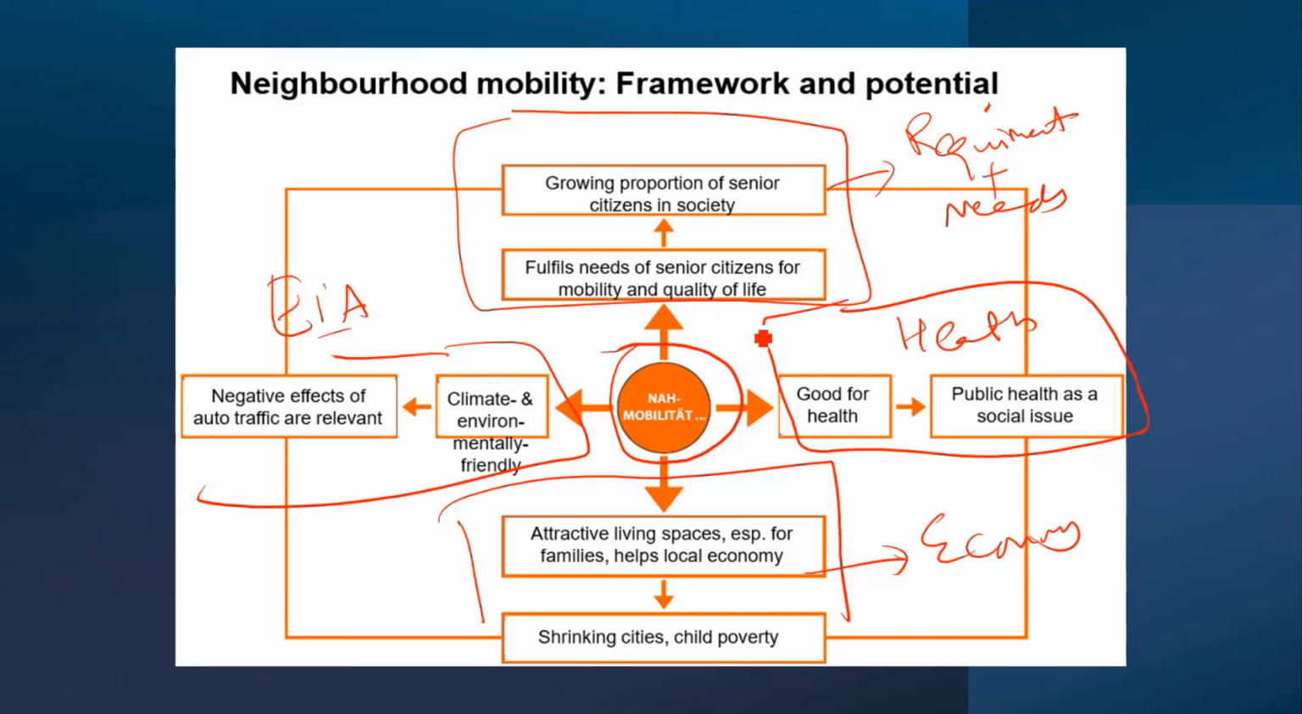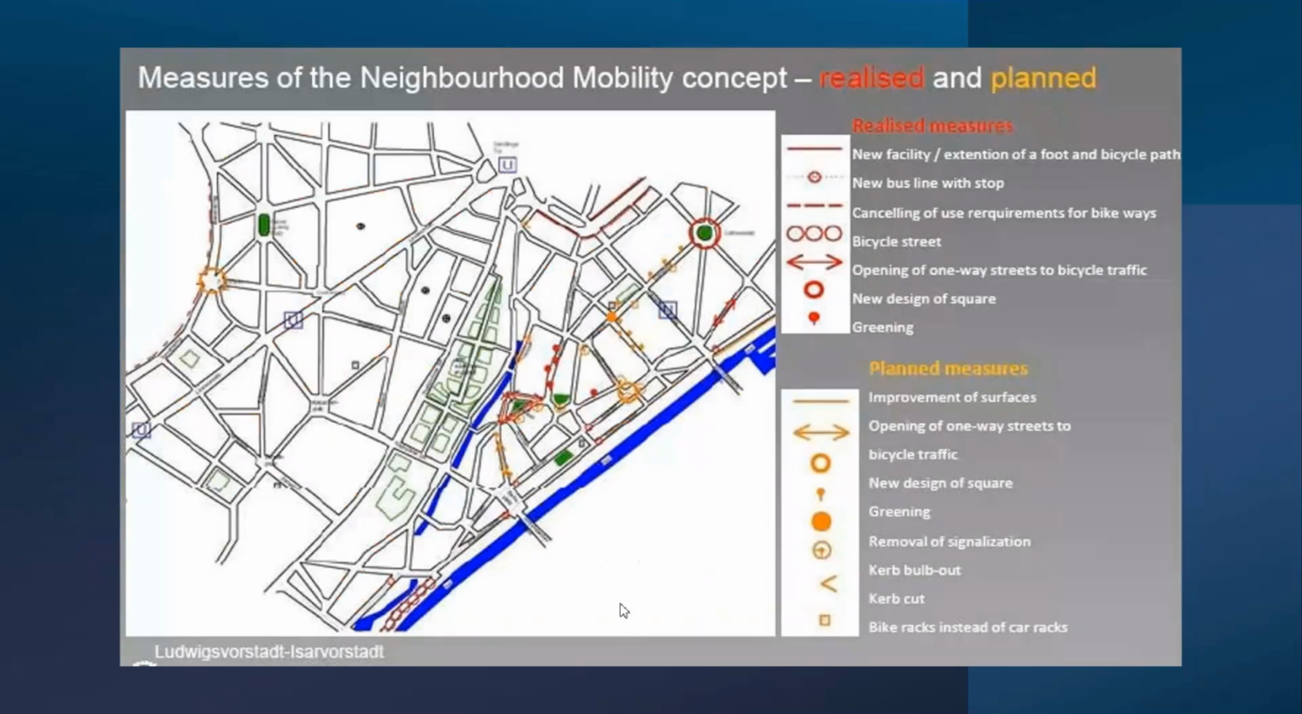So those are the framework and potential of neighborhood mobility, which we should keep in mind whenever we plan for neighborhood mobility. This is the only explanation that I would like to mention in that specific area, that how we can realize it. So this is our realized plan, and this is what we are planning.